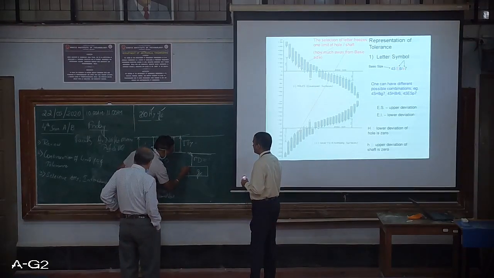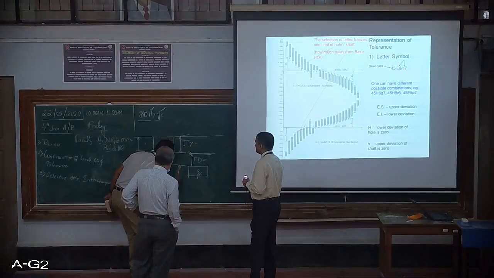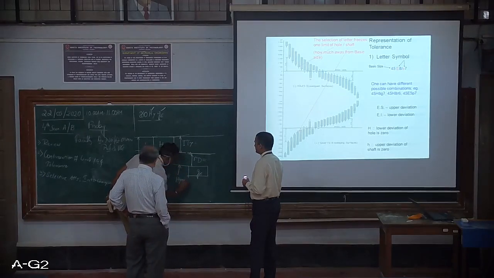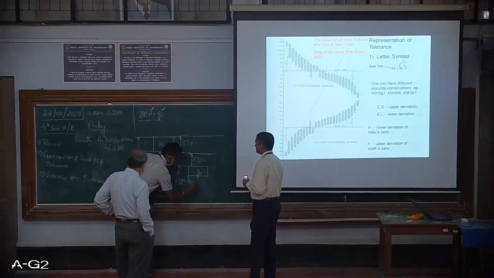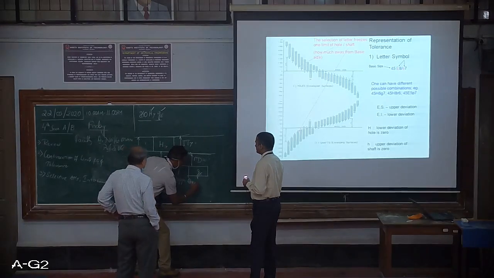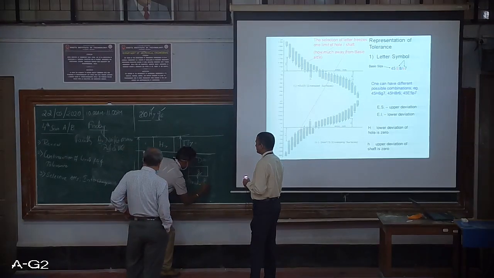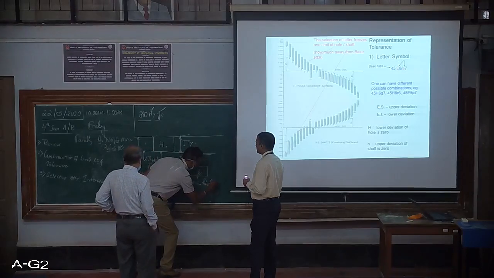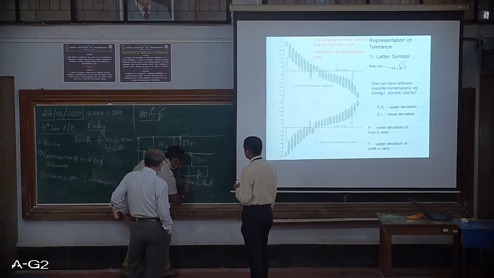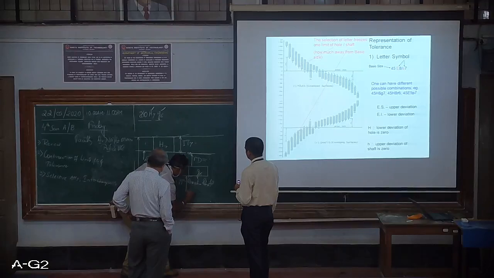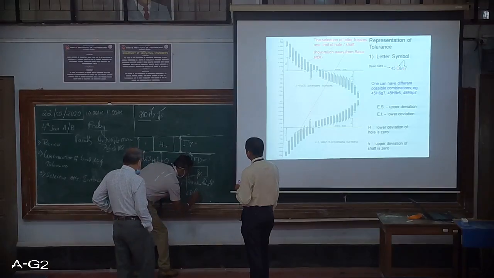Now, this is the upper deviation of the shaft, and this value is the lower deviation for the shaft.